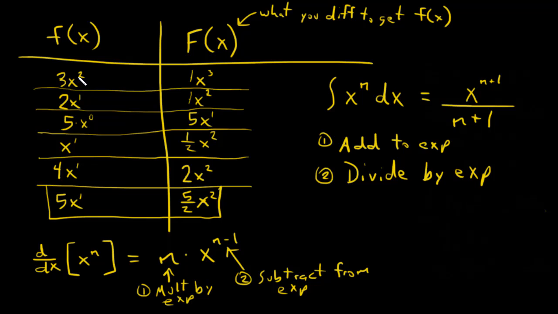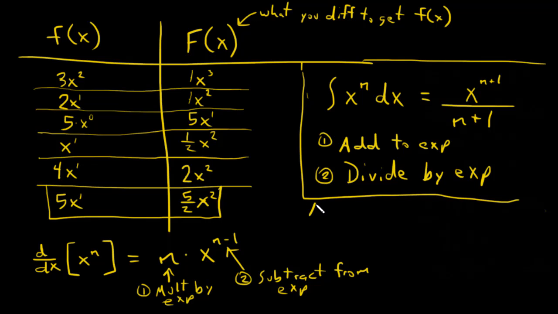Looking over here, I have x squared will become x cubed, and then I'm going to divide by that. 3 divided by 3, 1. Right here, I add 1 to the exponent, so it becomes x squared, and then I divide by that, 5 divided by 2. And every one of these holds perfectly fine. Alrighty, so this right here is my antiderivative power rule.